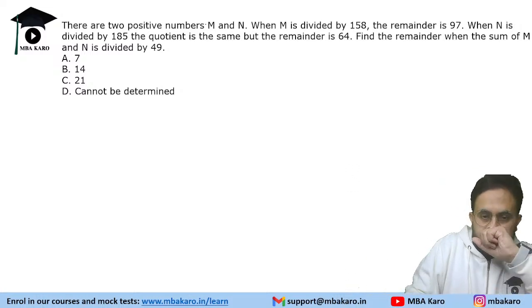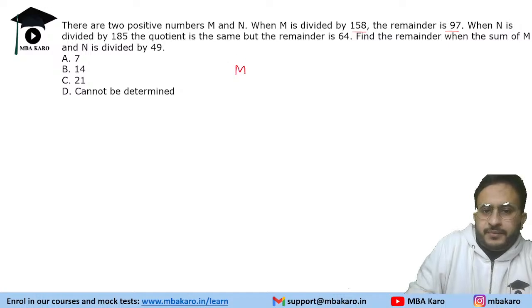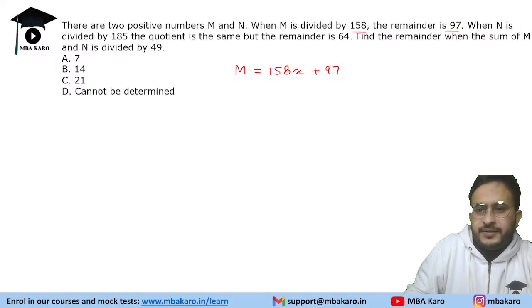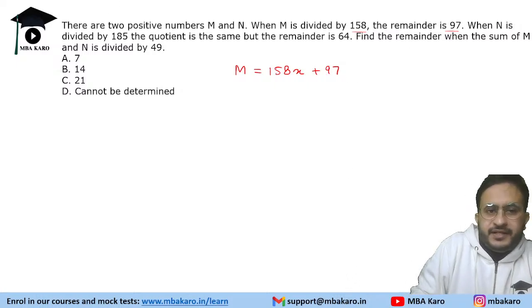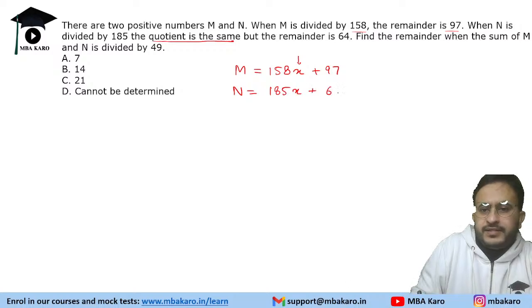So there are two numbers m and n. m is divided by 158, remainder is 97. So m is equal to 158 into x plus 97. Okay, remainder is that additional thing. And when n is divided by 185, the quotient is the same. What is the quotient here? x. So that means n is 185x plus 64.